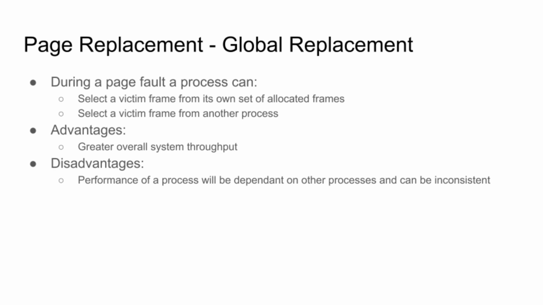The downside of a global replacement strategy is that the performance of individual processes can be dictated by the behavior of other processes. This means that the same process can take 1 second or 5 seconds to execute, depending on the paging behavior of entirely separate processes.